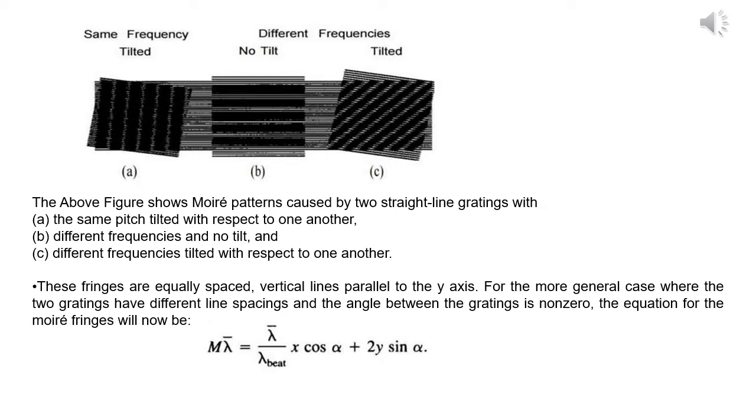These fringes are equally spaced vertical lines parallel to the y-axis. For the more general case where the two gratings have different line spacings and the angle between the gratings is non-zero, the equation of Moire fringes will be: m lambda' is equal to (lambda'/lambda) into (x cos alpha plus 2y sin alpha). Here alpha is the angle between the gratings, and x and y are given.